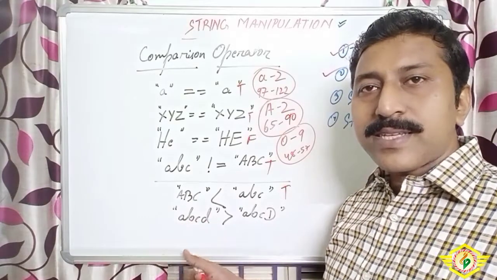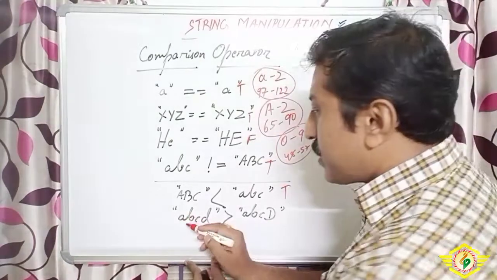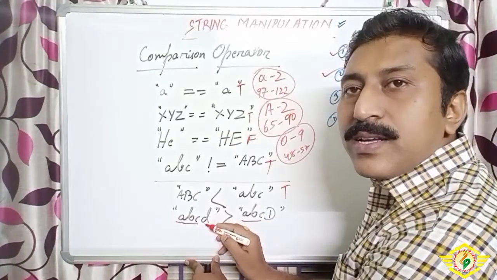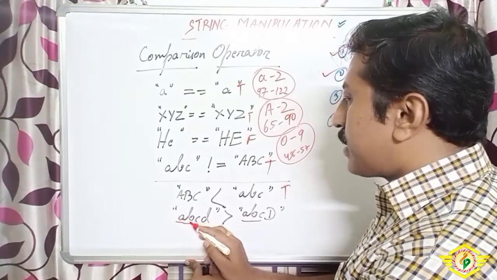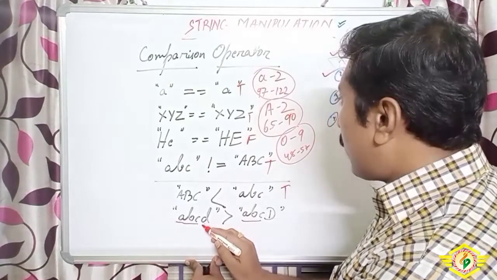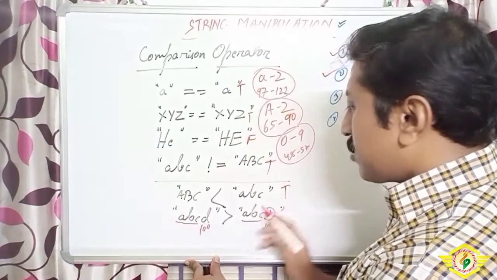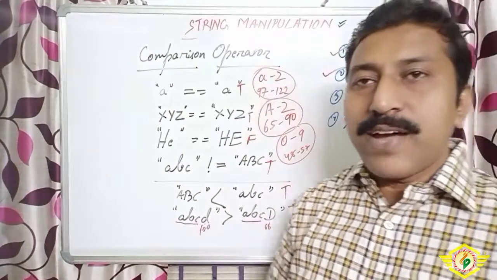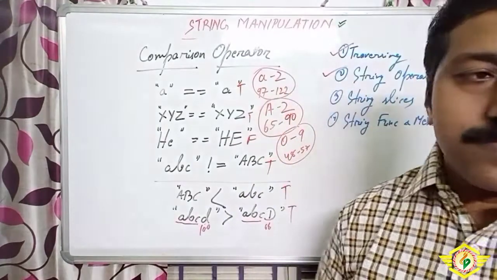In a similar case, take the second example, 'ABCd' greater than 'ABCD'. Now you see this ABC is equal to this ABC, but d is a small letter, that is 97, 98, 99, 100. The small letter is 100, and this one is 65, 66, 67, 68. So obviously 100 is greater than 68, so that one will be true. Based on this Unicode value, we can find the result. I hope students you understood these things.